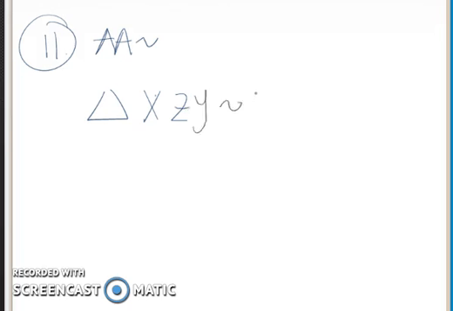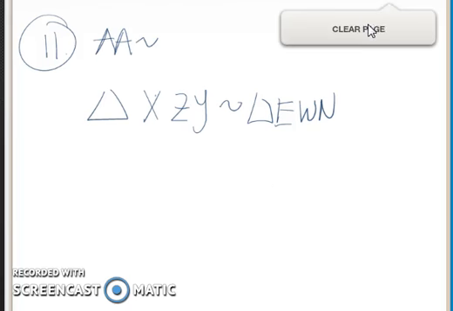All right, so for the triangle similarity statement, just so you can double check, it's triangle XZY is similar to triangle EWN. That one was easy because they gave us the two angles, and X obviously corresponds with E, W with Z, so Y has to go with N.